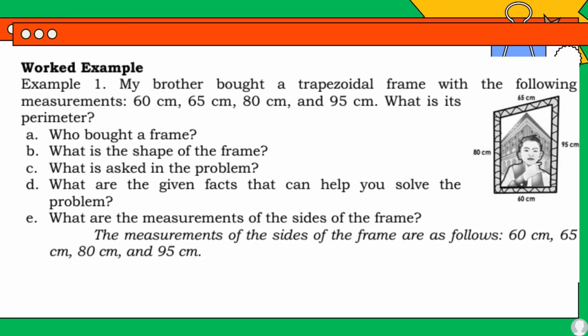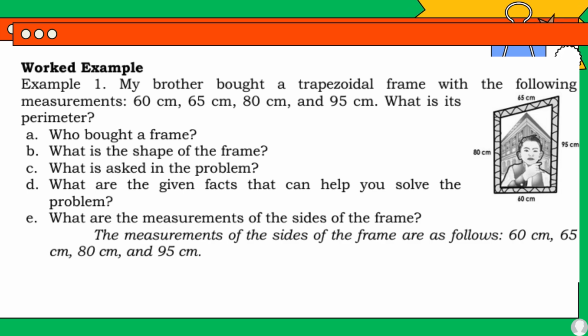So it's your time to answer this. We have here a work example. It says here that my brother bought a trapezoidal frame with the following measurements: 60 centimeters, 65 centimeters, 80 centimeters, and 95 centimeters. So what is its perimeter?